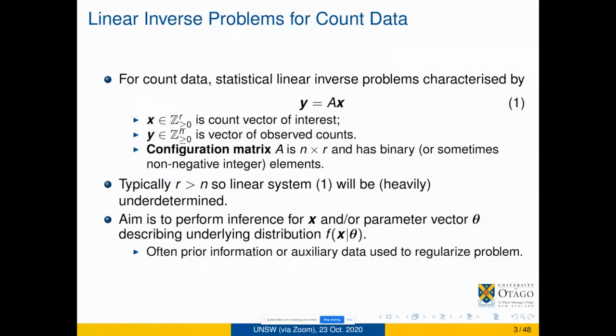What I'm thinking of here is that the dimension of the observed count vector is n, and the dimension of the vector of interest x is r. Typically r, the dimension of the vector of interest, is going to be a lot larger than n, the vector of counts we observe. So that linear system in equation 1 is going to be underdetermined, typically heavily so. Our aim is going to be to perform inference for x and/or a parameter vector theta describing the underlying probability distribution for x. Typically, we're going to hope to have some prior information or auxiliary data to regularize the problem.